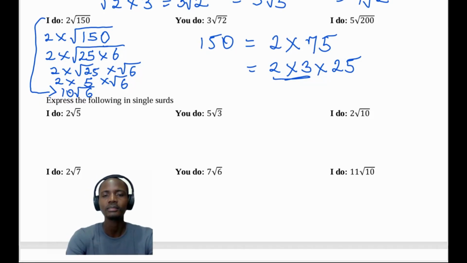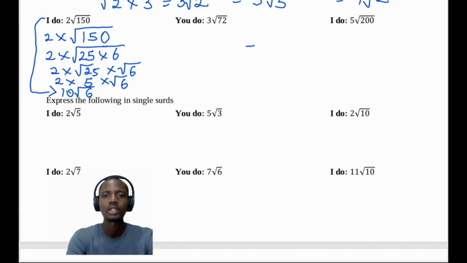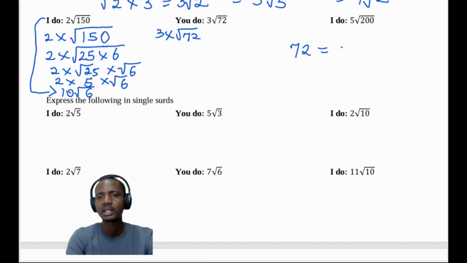Okay. Let's see. Remember the approach we used, 72. So I'll think, how can I break down 72 so that it becomes easy? I know that this is 3 times root 72. Now, 72, I can write it as 2 times 72 divided by 2, that gives 36. That's quite easy. So I can simply write it as 3 times root 36 times 2.